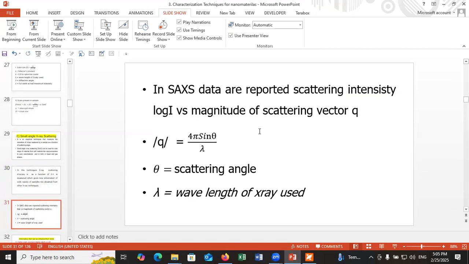In SAXS, data are reported as scattering intensity, log I, versus magnitude of the scattering vector Q. So modulus Q equals 4 pi sine theta over lambda, where theta is the scattering angle and lambda is the wavelength of X-ray.